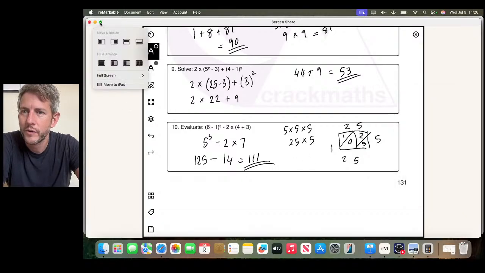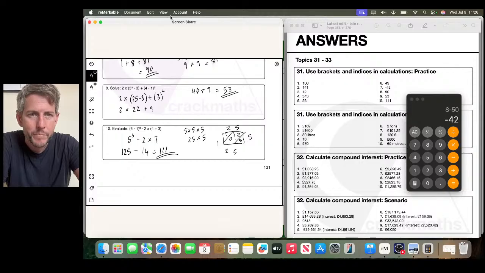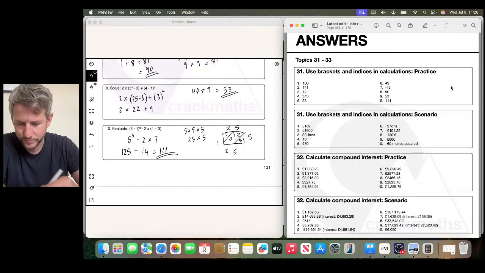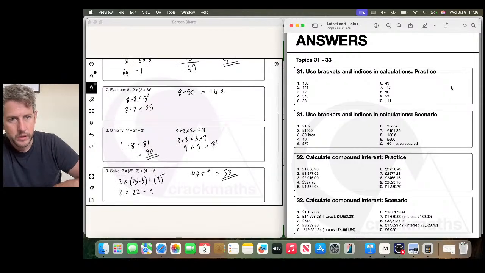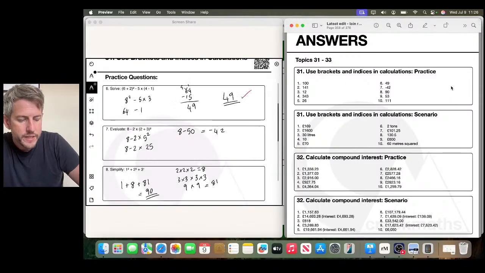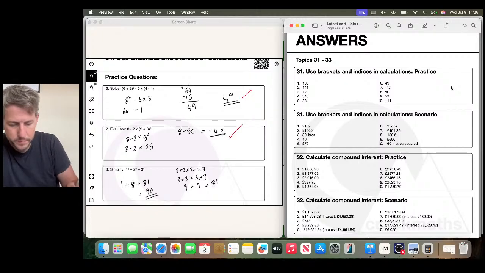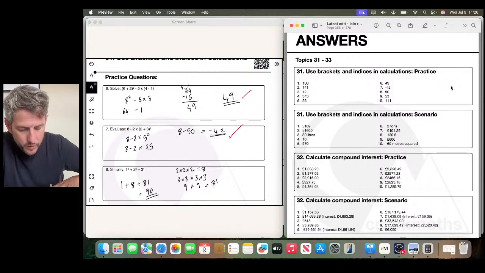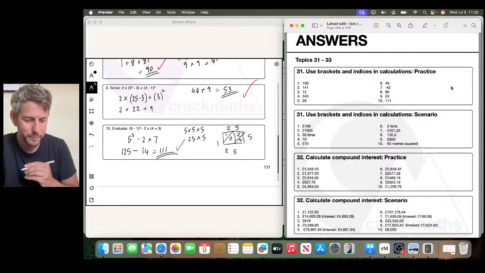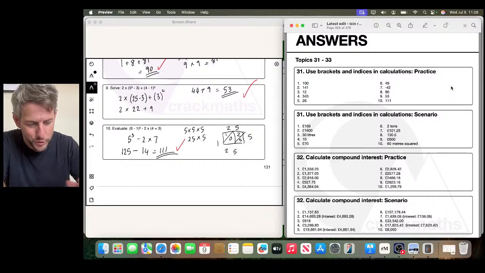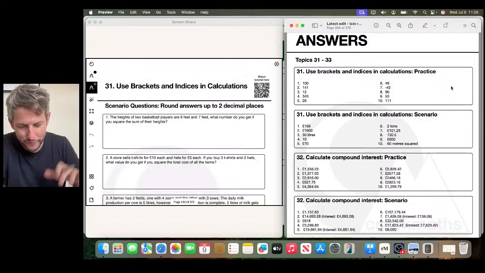And then we can go over to here. So, right. Let's get these marked. So we've got 49. Excellent. Negative 42. We've got 90. We've got 53. We've got 111. Excellent. So that is all good. Okay. All good for the book.